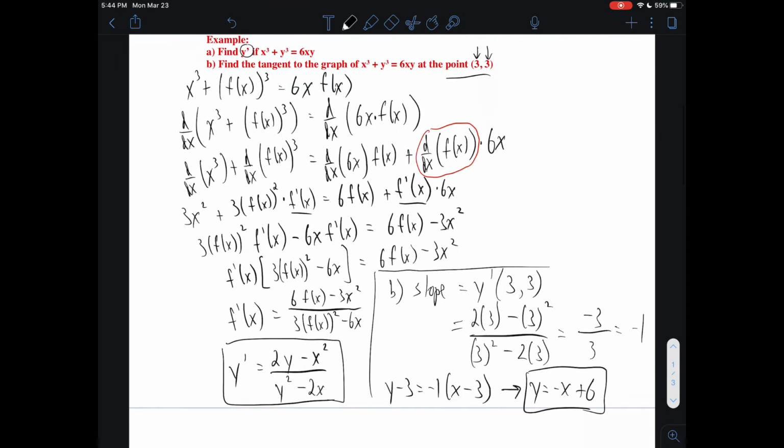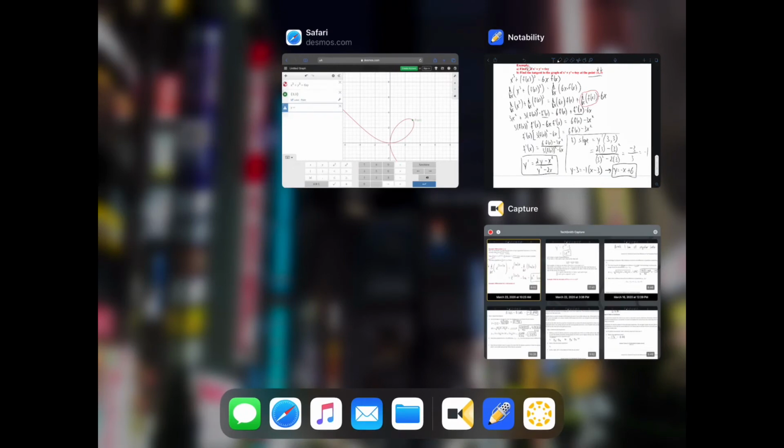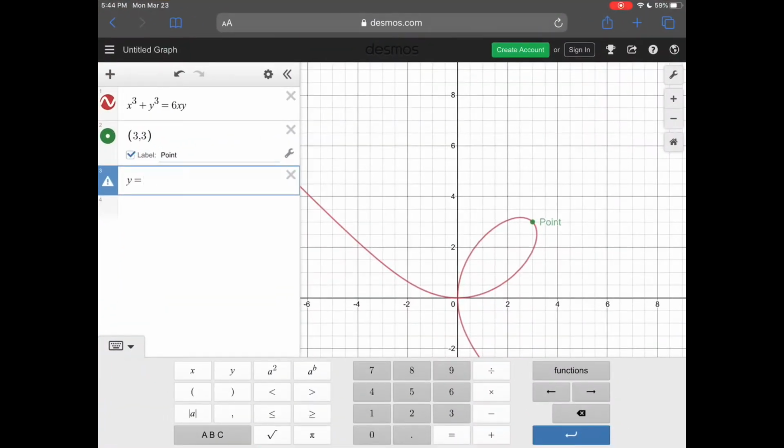So now I just want to look at a graph so we can see what we did here. So first, we need to see a graph of that original expression, x cubed plus y cubed equals 6xy. So over on Desmos, I have that graphed. X cubed plus y cubed equals 6xy. I also have the point (3, 3) labeled there. So you can see here, this does not pass the vertical line test. So that's what we needed, this new way of finding the derivative.